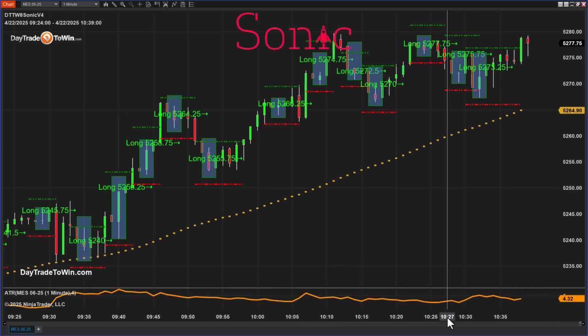So you don't need a lot of these signals. We just have to be accurate. And we have to look at the rules, the risk-to-reward ratio, and all that good stuff. This is the micro E-mini S&P.